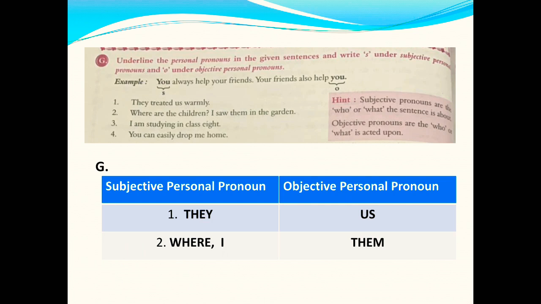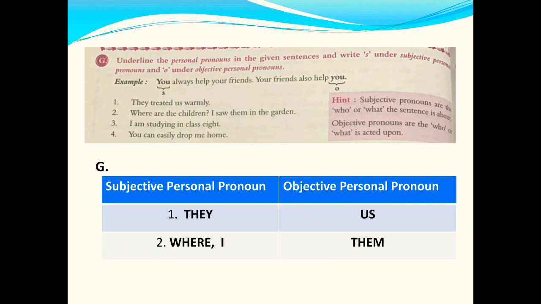In the next sentence, where are the children? Here, the word where is a pronoun. As it is in the subject's position, it is subjective personal pronoun. I saw them in the garden. Here, the word I is also in subject's position, so it is also subjective personal pronoun. And the word them is in object's position, so it is objective personal pronoun.